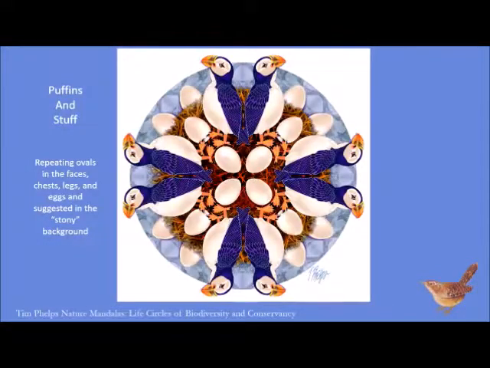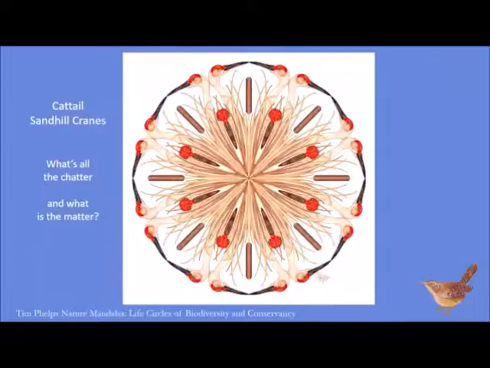And so here are some puffins and stuff. Repeating ovals in the faces, legs, chest, and even in the background, stony kind of appearance. Cattail, sandtail cranes. What's all the chatter? And what is the matter? They make a lot of noise. So we're going to go off site here a little bit.